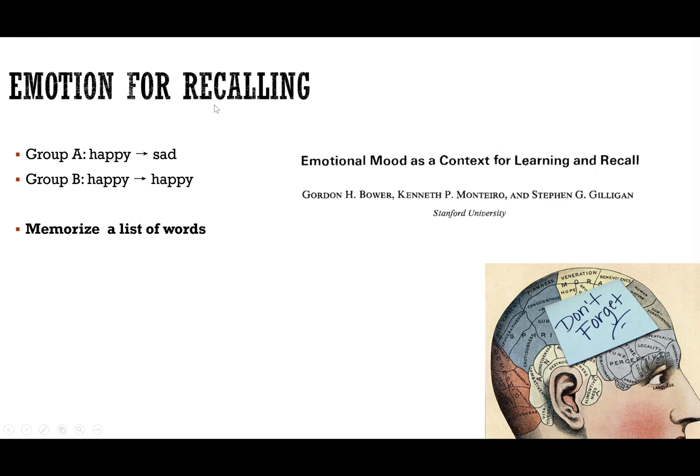First, emotion for recalling. Stanford University did an experiment. Researchers asked two student groups to attend a test. In the beginning, students were placed in a happy mood and memorized 16 words. After that, some of the students were asked to get into a sad mood, and the rest kept the happy mood, and both groups were asked to memorize another word list. Then all students recalled the first word list.